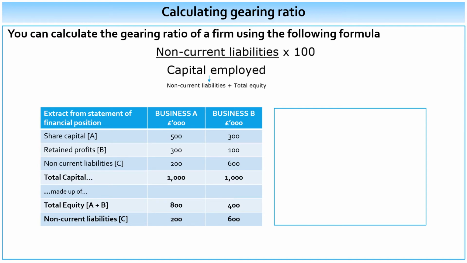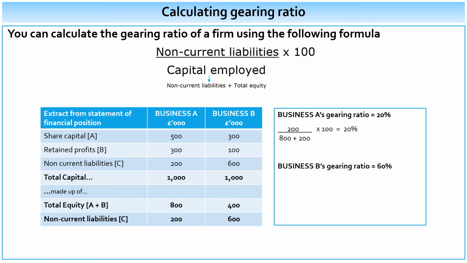So if we take some information from the statement of financial position, the share capital, the retained profits, the non-current liabilities, the total equity, the share capital and the retained profits, added to the non-current liabilities gives us the total capital. So the total capital employed here, both business A and business B, is 1,000. They're the same size. But the makeup of where that money has come from is different between business A and business B. So if you were to have a look at the gearing of the two companies, business A's gearing is 20%. The non-current liabilities, 200, are 20%, 200 over 1,000, of the total capital employed.